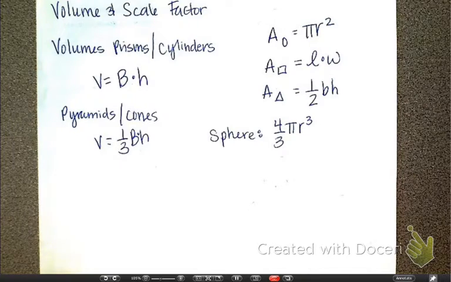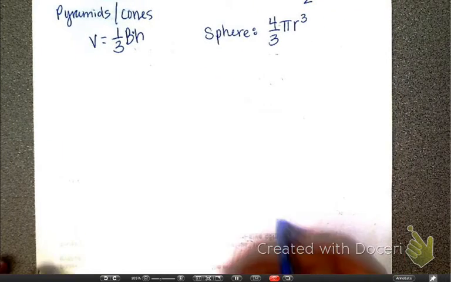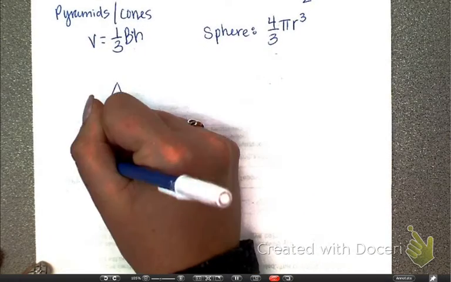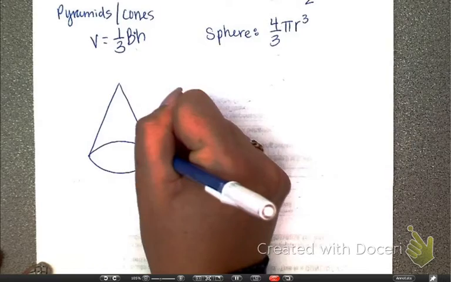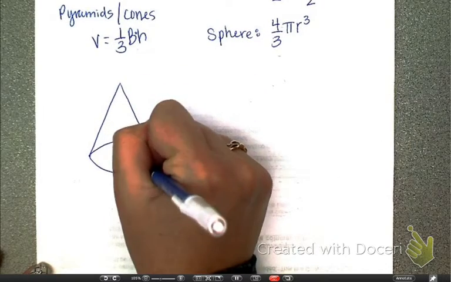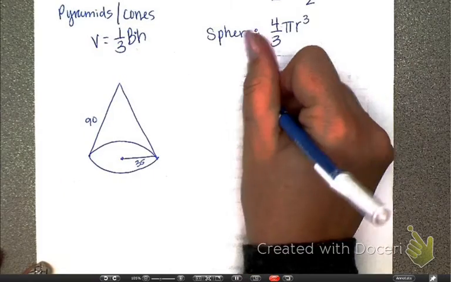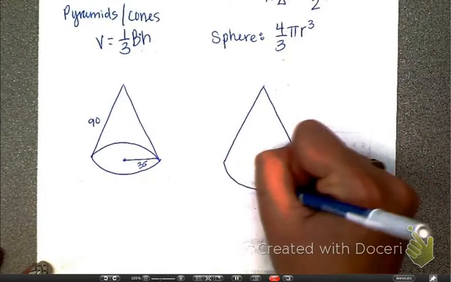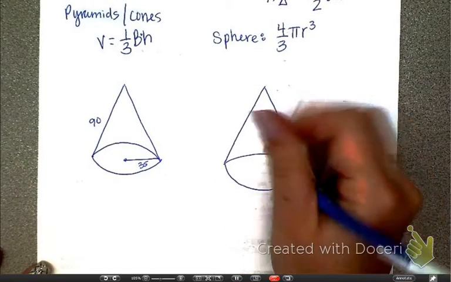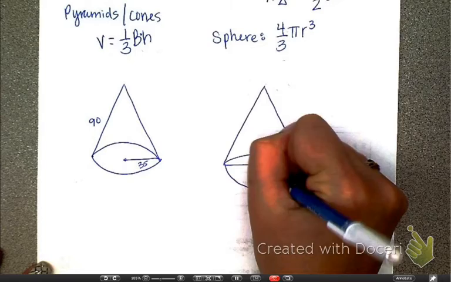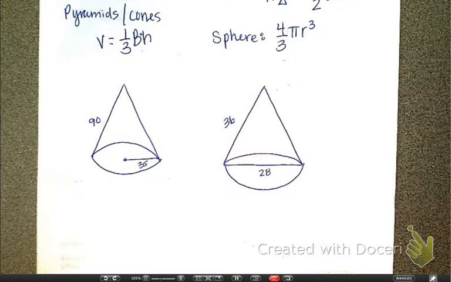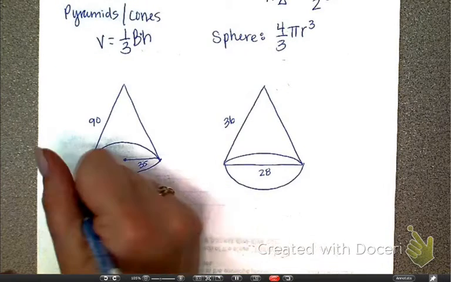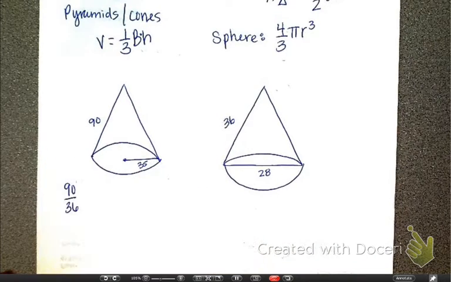Okay? I do want to talk about scale factor, though. So if I give you a cone or 2 cones, and I ask you to find the scale factor, how would I go about doing that? How would I find the scale factor? Okay, so I would compare the same sides. I could do 90/36, or what else could I look at?